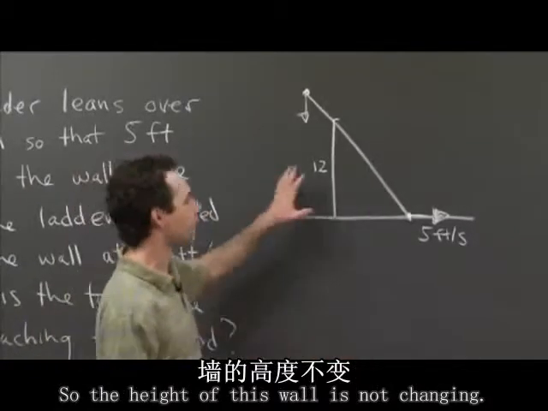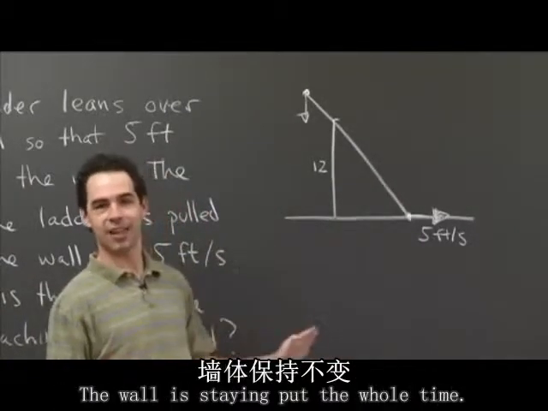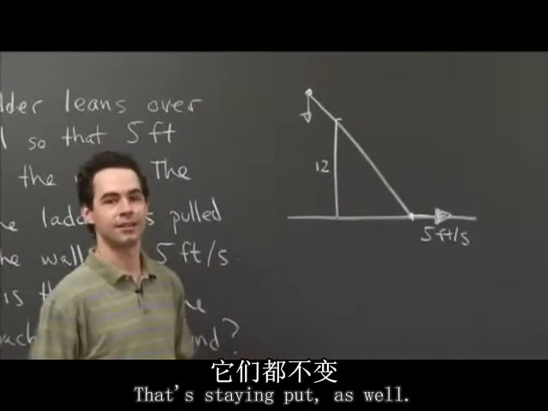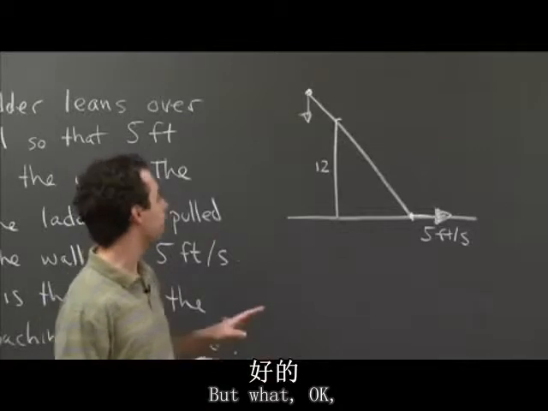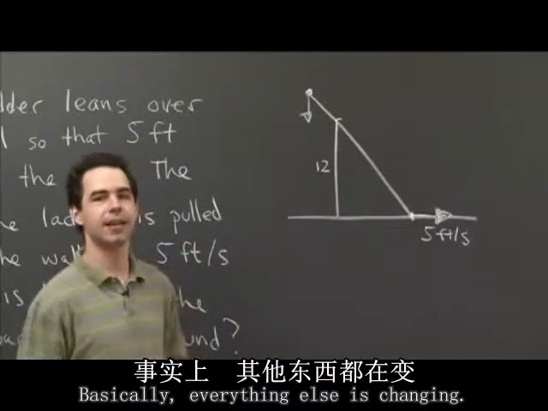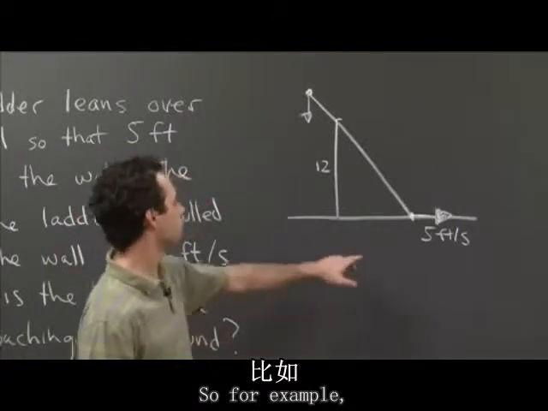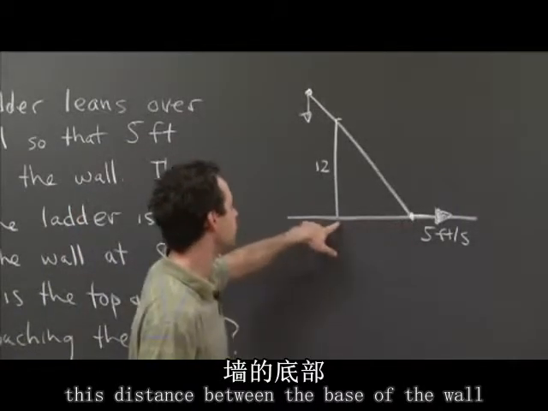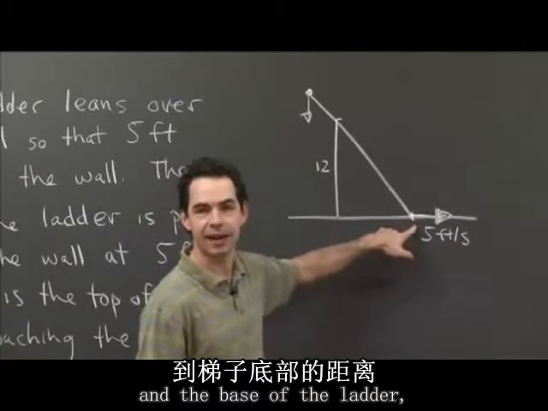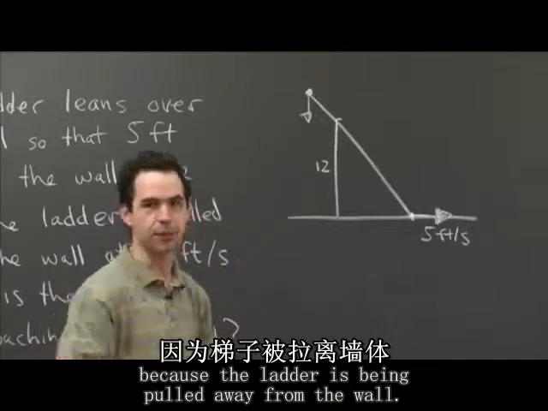So first let's talk about the things that don't change. The height of this wall is not changing. The wall is staying put the whole time. And the length of the ladder is not changing. That's staying put as well. Those are the fixed quantities in this problem. Basically everything else is changing. So for example, this distance between the base of the wall and the base of the ladder, that's changing because the ladder is being pulled away from the wall.